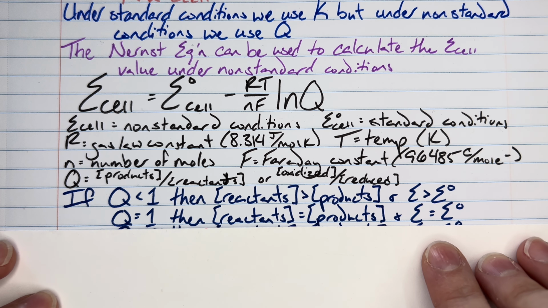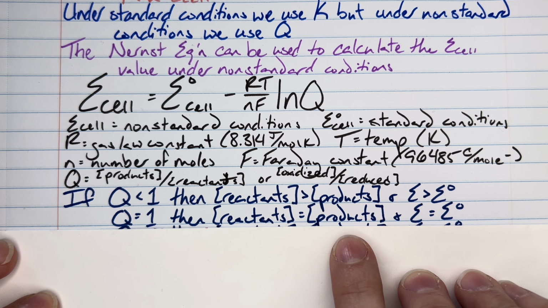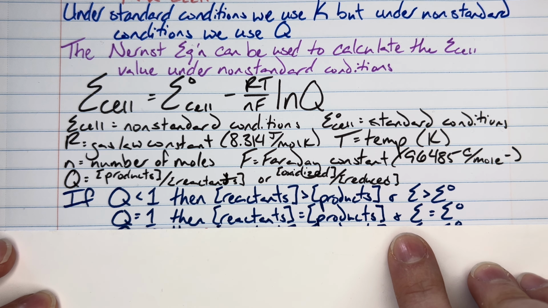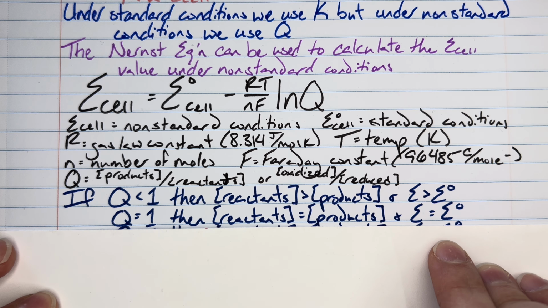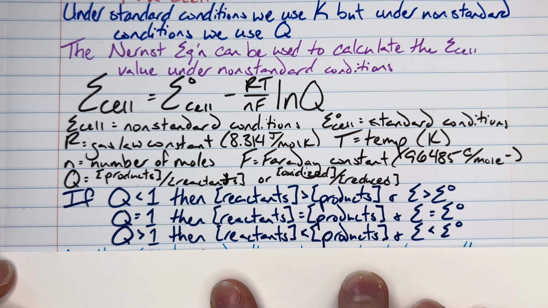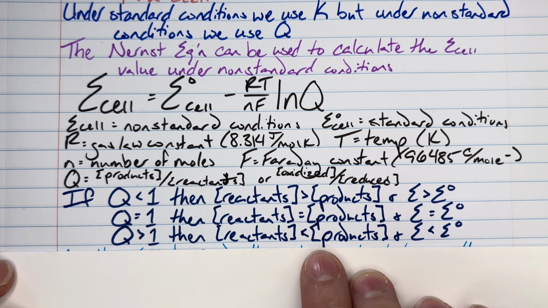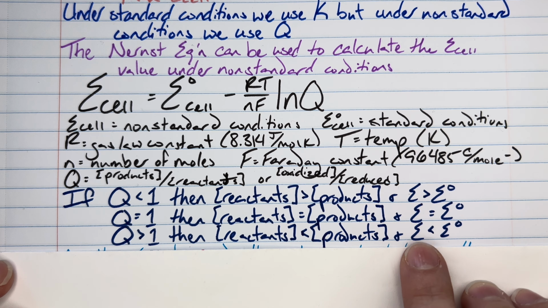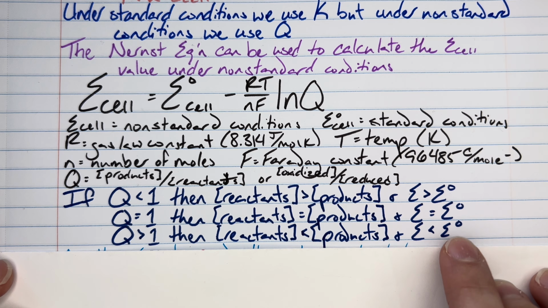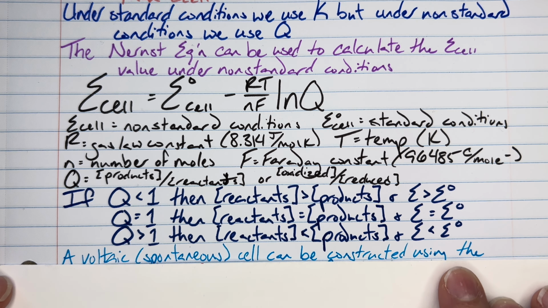If Q is equal to 1, then that means that the concentration of reactants is equal to the concentration of the products, and so the non-standard cell potential and the standard cell potential will be equal to each other. And if Q is greater than 1, then that means that the reactants are less than that of the products, and so the cell potential at non-standard conditions will be less than the standard cell potential.